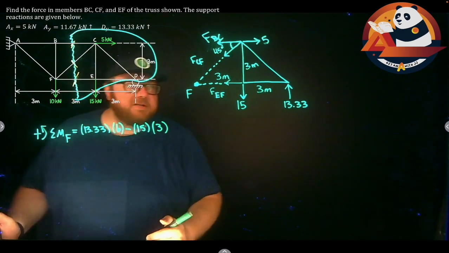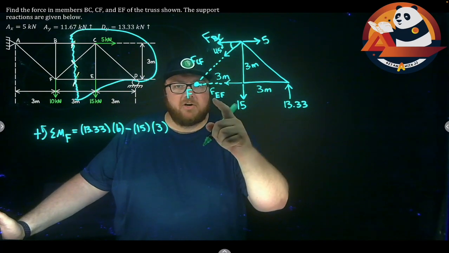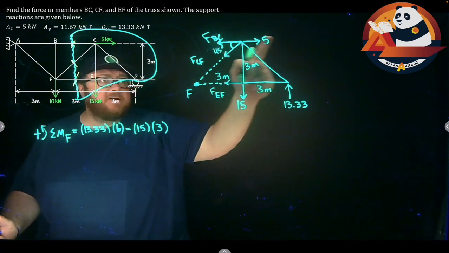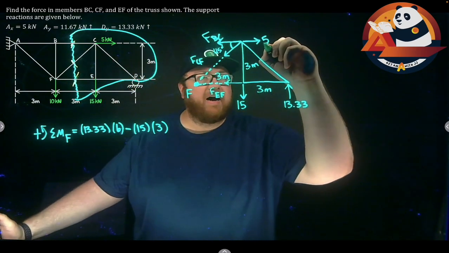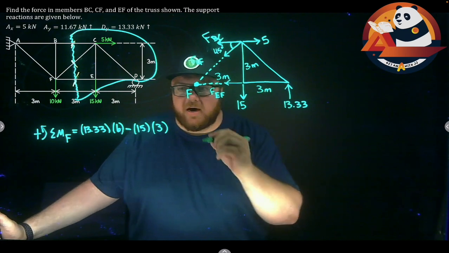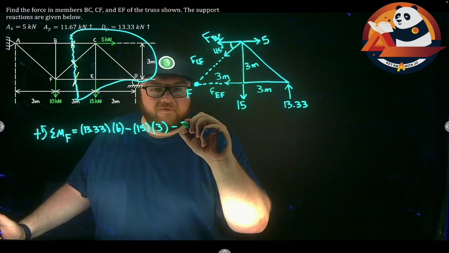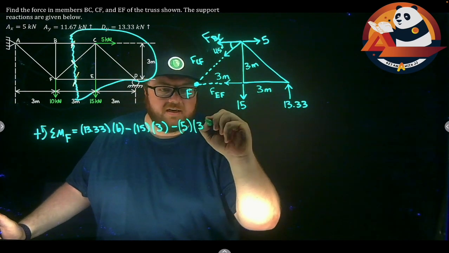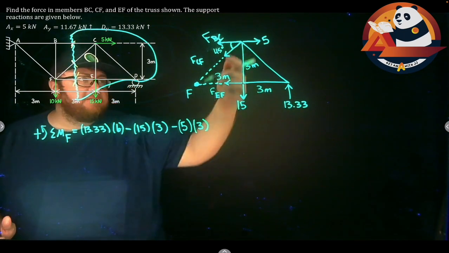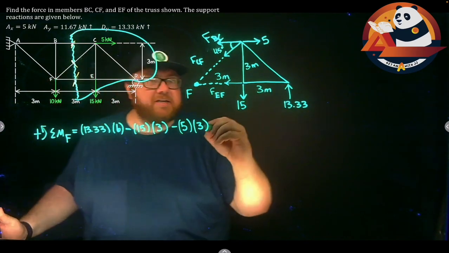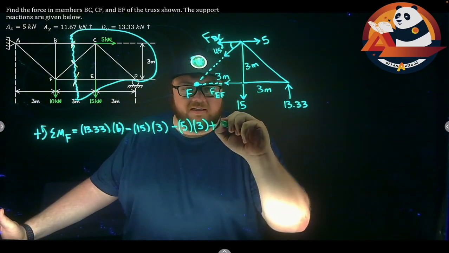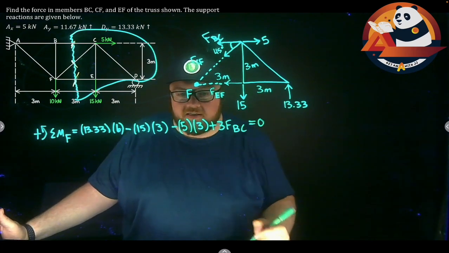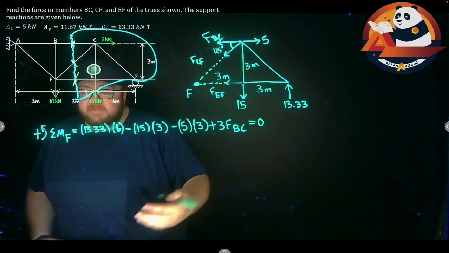I'm summing moments at F, so I don't need to include FEF, and I don't need to include FCF. I do need to get this 5 kilonewton and FBC in here, though. My 5 kilonewton will cause a clockwise rotation, minus my force 5, and my distance vertically is just 3 meters, times 3. Finally, my FBC will cause a positive rotation, and it's 3 meters away. So plus 3 FBC gets us to 0. FBC is my only unknown in here.